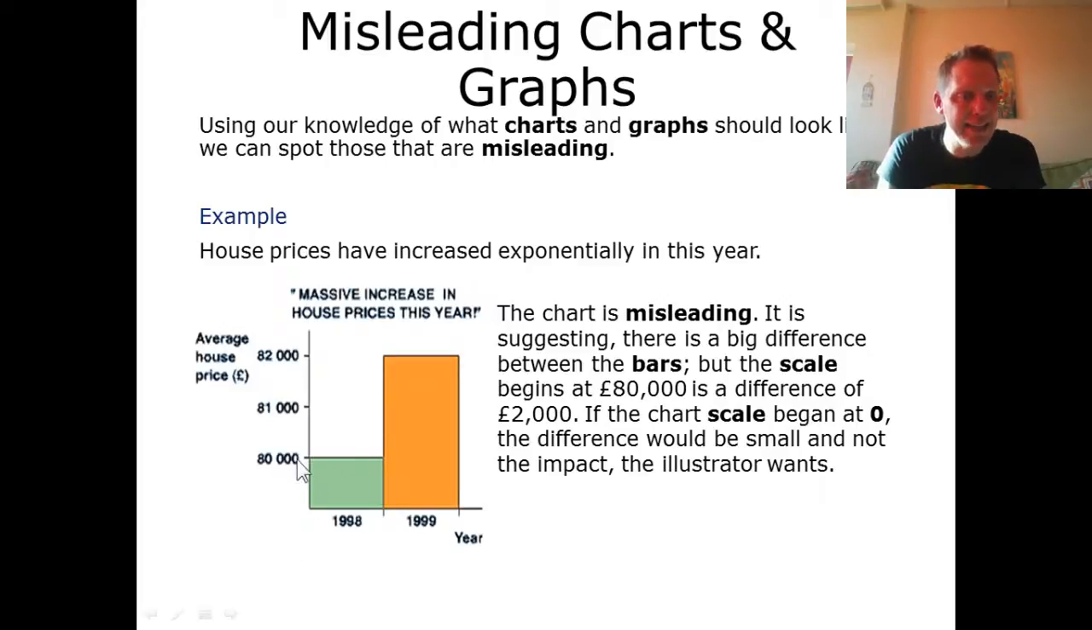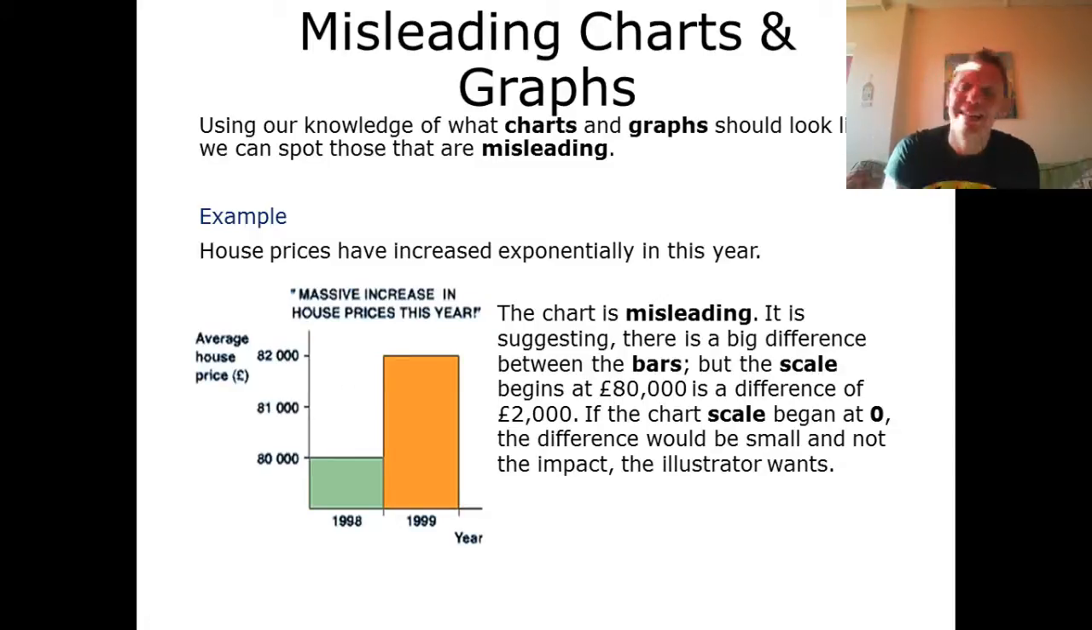it begins at 80,000 and then 81 and then 82,000. So this bar has actually only increased by 2,000. When you're talking about house prices, that is not a big difference. But also, if we were to set up this chart and actually start it from zero, the difference between them would not be that much.